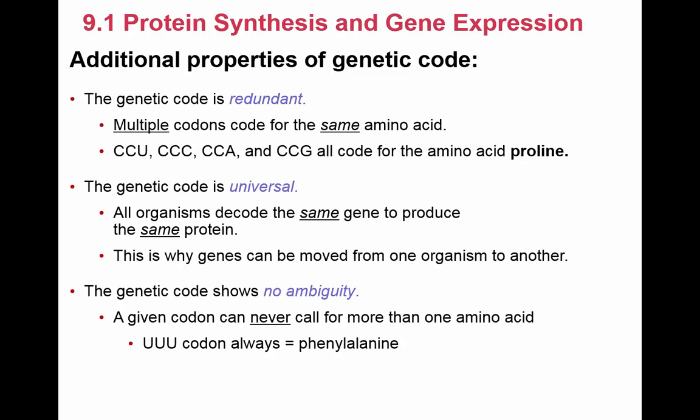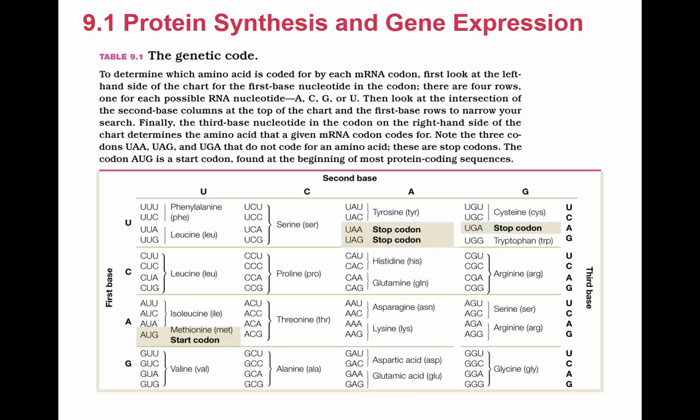The third property is that the genetic code shows no ambiguity, meaning a given codon can never call for more than one amino acid. UUU always stands for phenylalanine. It cannot stand for anything else. So this genetic code is very, very important. You'll want to spend some time looking through this, making sure you get a good idea of what the codons represent.